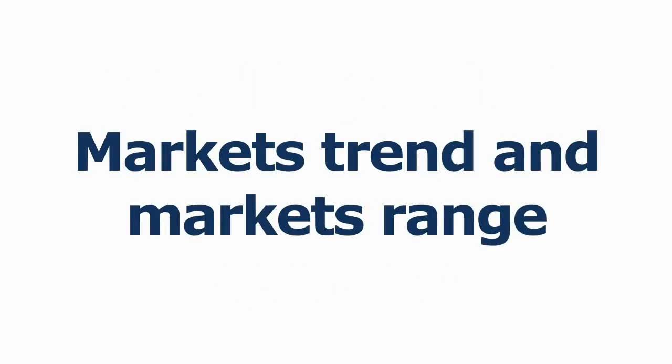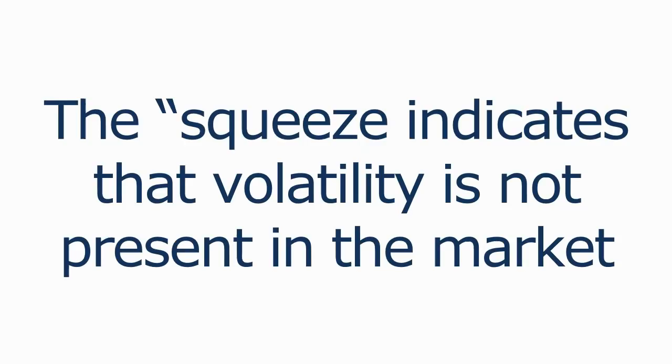Markets trend, markets range. And from these price ranges, we can get big moves as price begins to break out from that compression. The squeeze, now not the Bollinger Band Keltner squeeze, indicates that volatility is not present in the market. So we're looking for signs that volatility may be on the horizon.